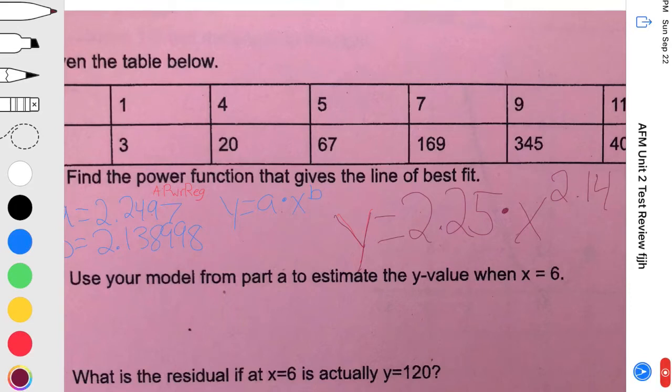B, it says use your model from part A to estimate the y value when x is 6. Again, do not just plug in x is 6 to the equation you rounded in A. You have to use the equation with all of the decimals in your calculator. So because we talked to Mr. Vars, it's already there for us. So go to y equals, it's there. So we go to second graph to go to our table. We're going to find where x is 6.